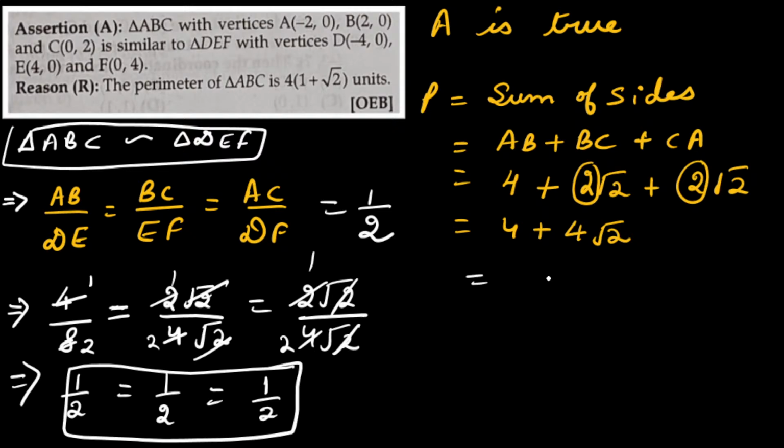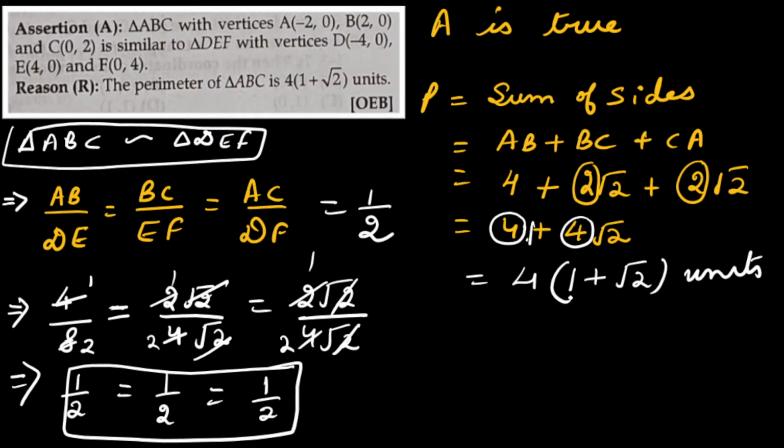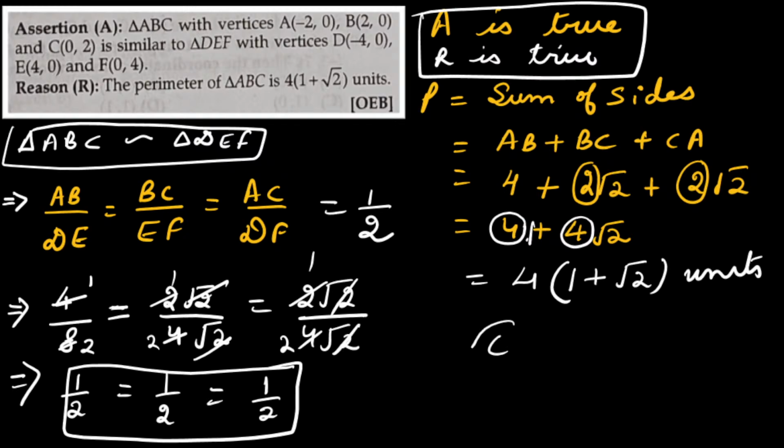Now 4 you can take out common, because the common factor 4 is present in both. If nothing is there, that means 1 is there. Here root 2 is there. So we can see the perimeter is 4 into (1 plus root 2). The same they have given to us. So that means R is also true. R is true, so A and R both are true, which means option C is the answer. Option C: both A and R are true.